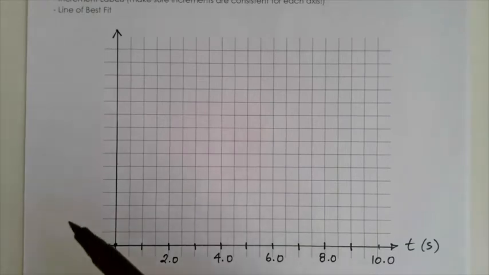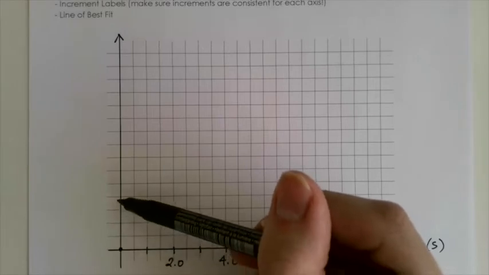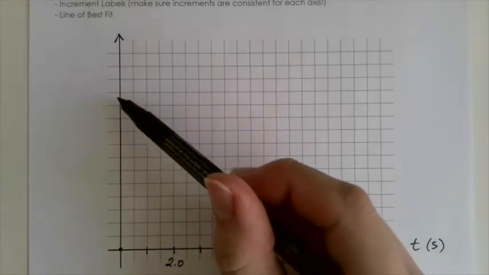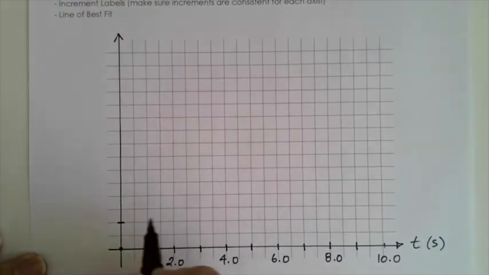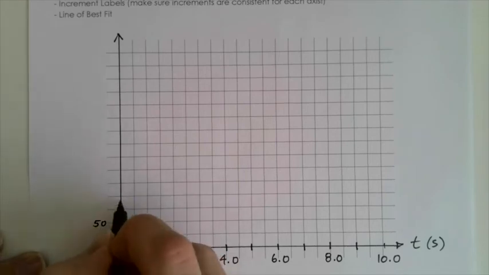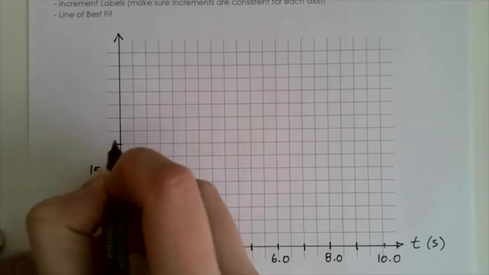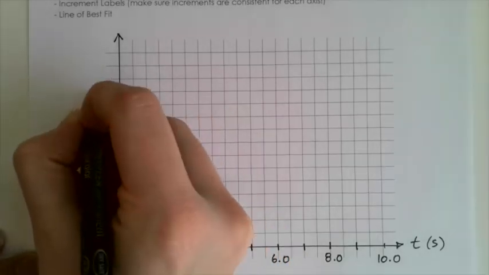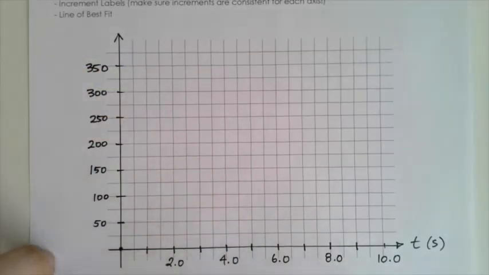We might go to 400 on this axis. We could go 50, 100, 150, 200, 250, 300. Actually, that'll work, 350. So let's do a double increment jump: 50, 100, 150, 200, 250, 300, and 350.